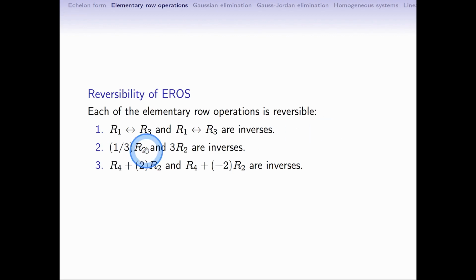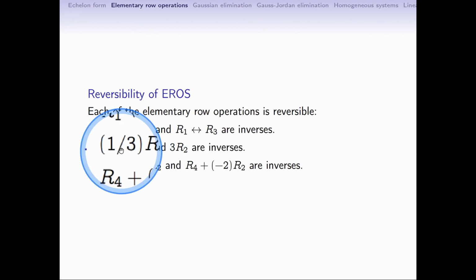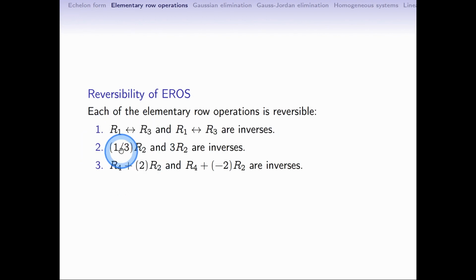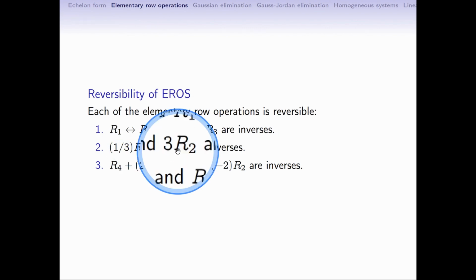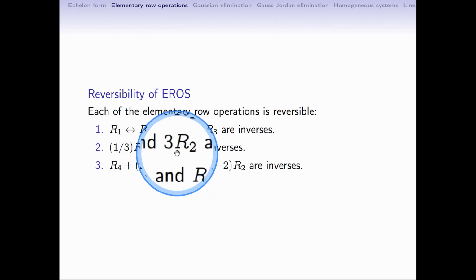All right, imagine I take a matrix and I scale row 2 by a factor of 1/3. Well, I can restore that matrix to its original order by simply taking row 2 and scaling it now by a factor of 3. So I can invert this operation by applying this operation, okay?